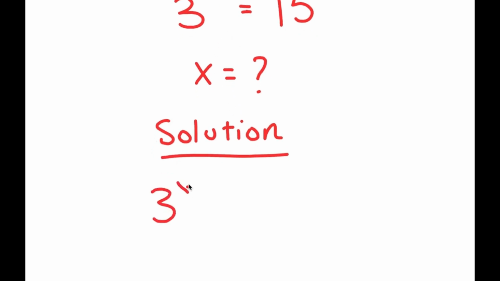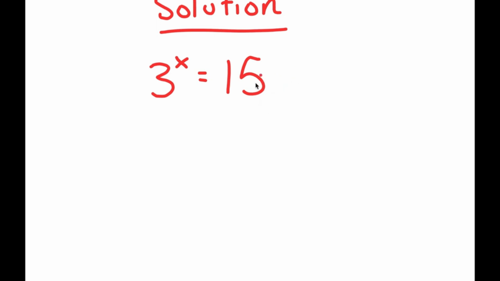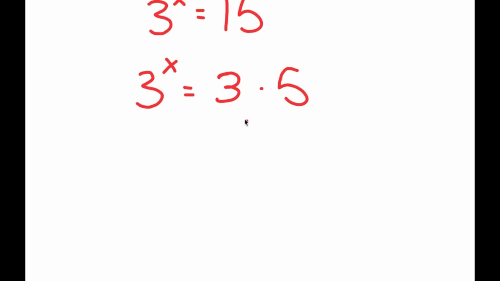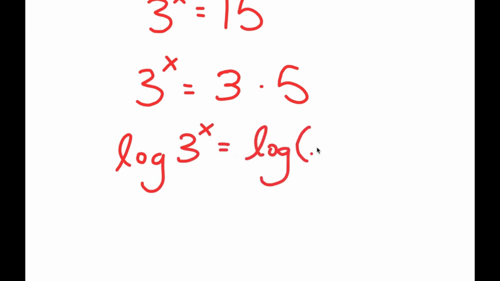So let me first start by rewriting my equation down here. So 3 to the power of x is equal to 15. And 15, I can rewrite this as 3 times 5. And now I'm going to take the log on both sides. So I get log of 3 to the power of x is equal to log of 3 times 5.